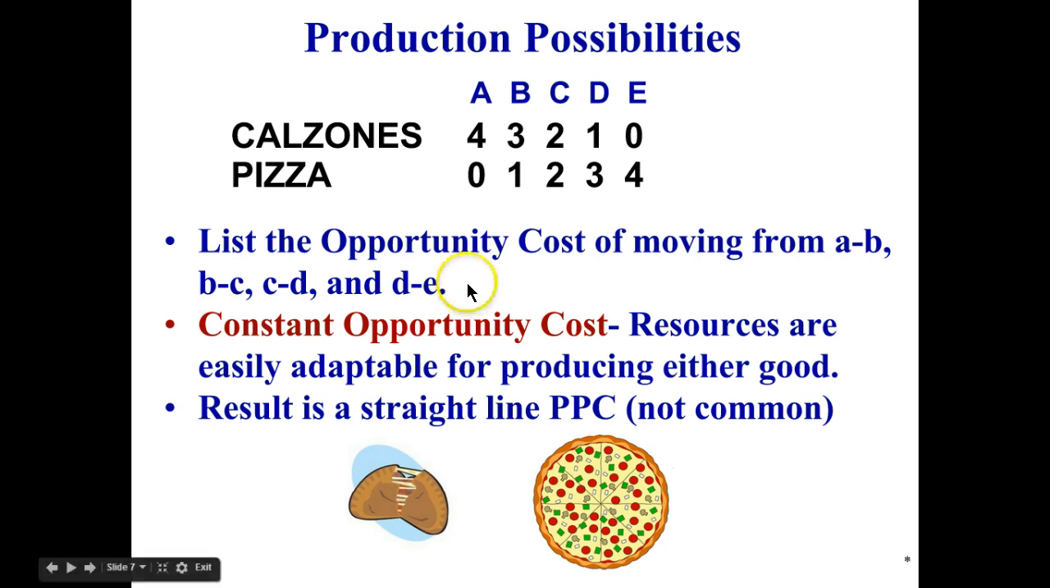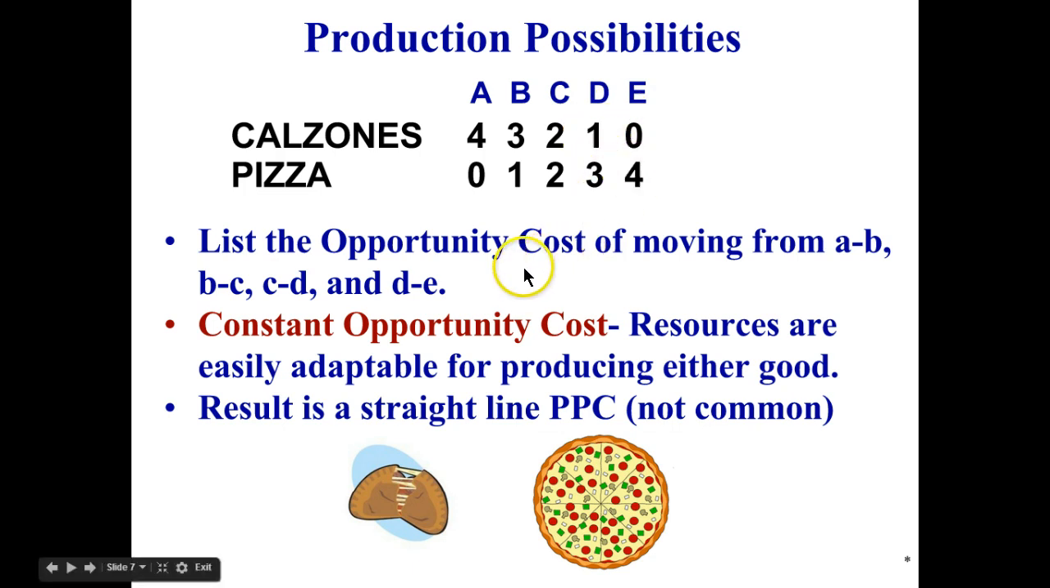All right, let's check your work. A to B. You are essentially moving from 4 down to 3. And remember, opportunity cost is about what you give up. And you're giving up 1 calzone to make 1 pizza. To go from B to C, same idea. 3 down to 2. You're giving up 1 calzone to make 1 pizza. C to D, 2 down to 1. You're giving up 1 calzone to make 1 pizza. And the last one, D to E. You're giving up 1 calzone to make 1 pizza.